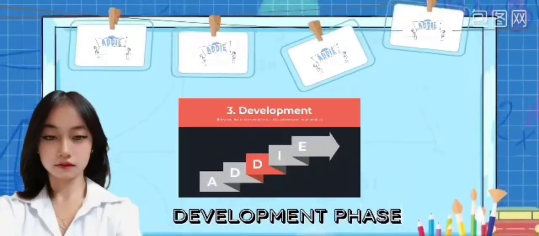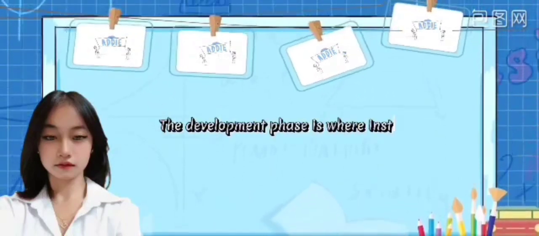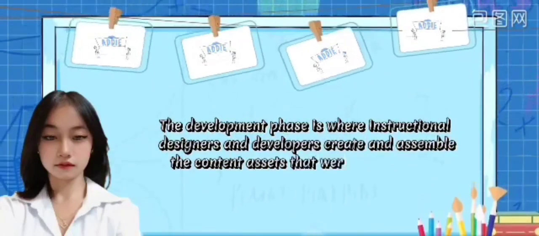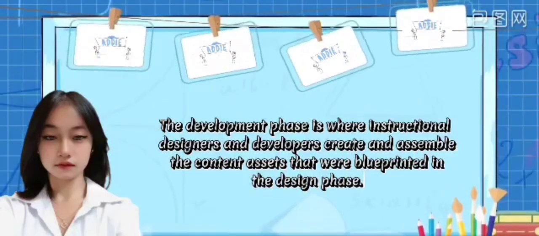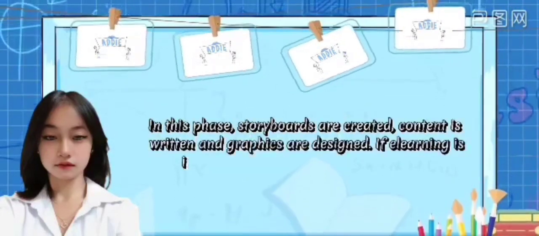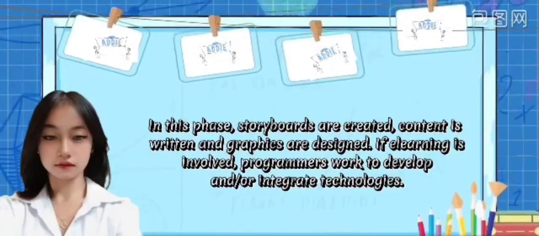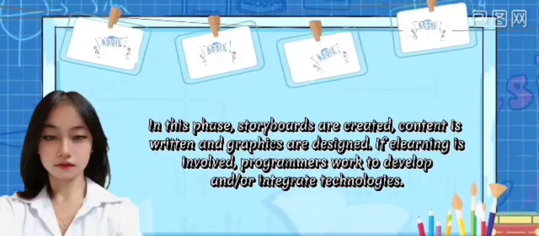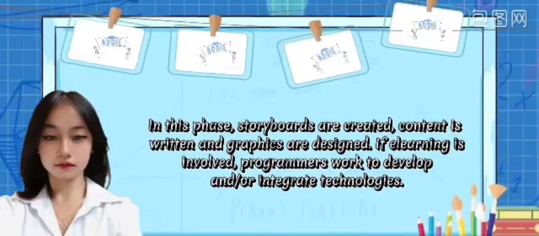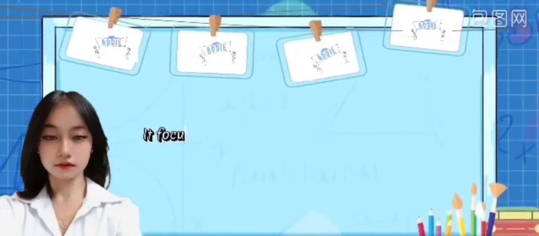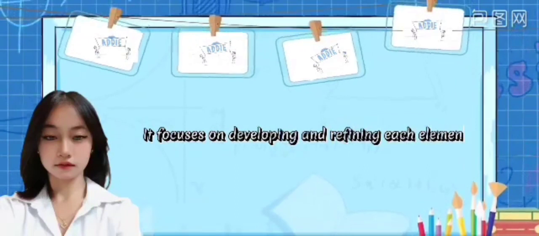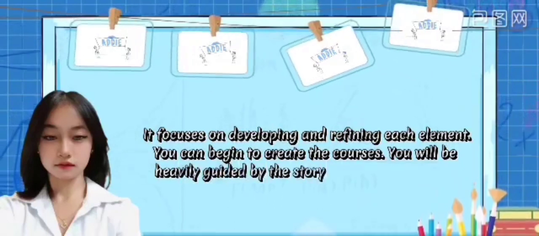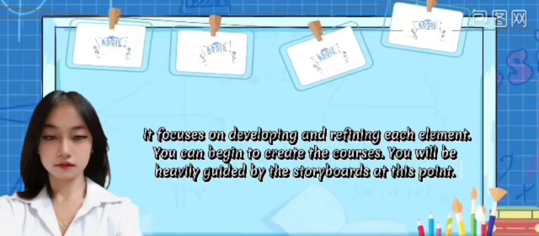Second, the development phase. The development phase is where instructional designers or developers create and assemble the content assets that were blueprinted in the design phase. In this phase, storyboards are created, content is written, and graphics are designed. If e-learning is involved, programmers work to develop and/or integrate technologies. So, it focuses on developing and refining each element. You can begin to create the courses. You will be heavily guided by the storyboards at this point.